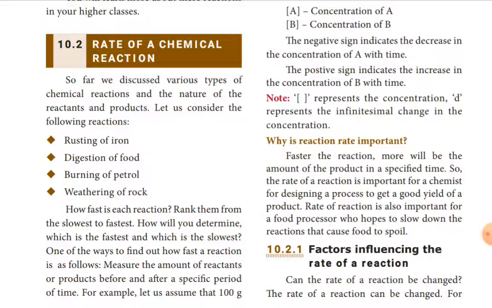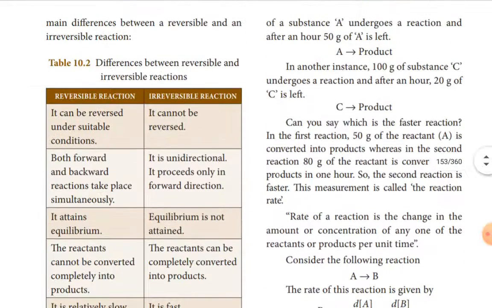One way to find out how fast a reaction is as follows: measure the amount of reactant or product before and after a specific period of time. So here we have to measure the product and reactant after a specified interval of time. For example, let us assume that 100 gram of substance A undergoes a reaction, and after an hour 50 gram of A is left. A is the reactant, and it is converted into product. So 100 gram turned to 50 gram.